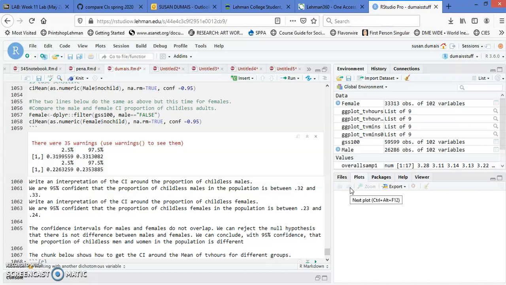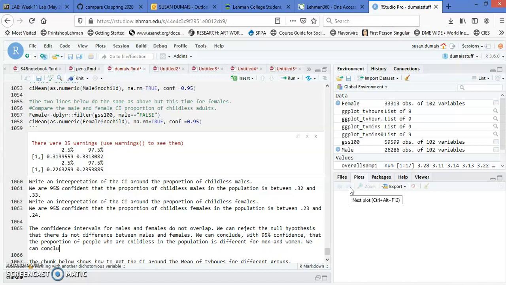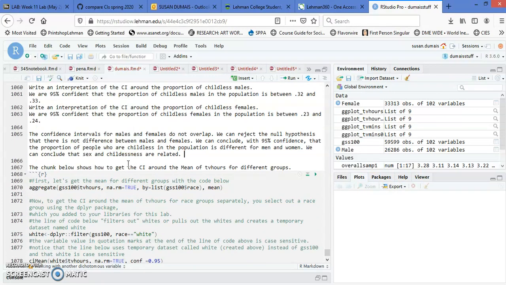That the proportion of people who are childless in the population is different for men and women. We can conclude that sex and childlessness are related. Okay? So that is how you would go about comparing your groups.